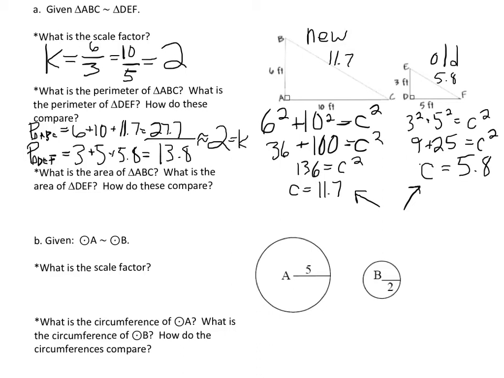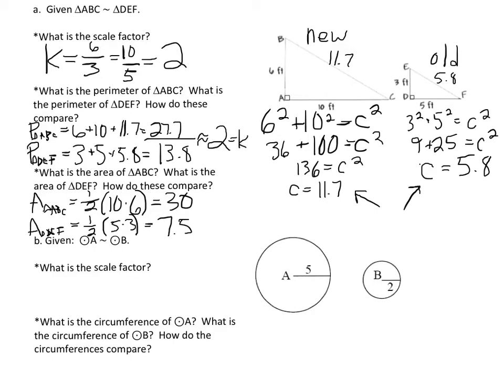are the same. Now what's the area? And we remember area is 1/2 base times height. So area of ABC equals 1/2. Our base is 10 and our height is 6 since it's just a right triangle. So 10 times 6 is 60. Half of that is 30. And then our area of triangle DEF equals 1/2. Base is 5, height is 3. 1/2 of 15 is 7.5.